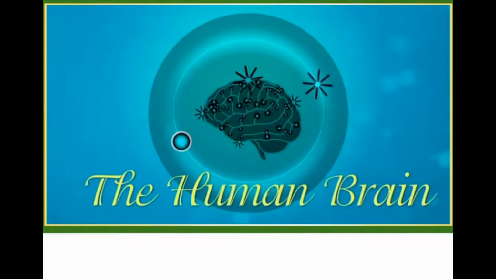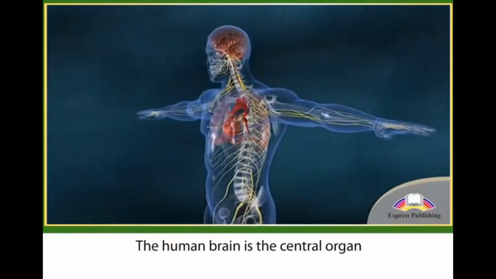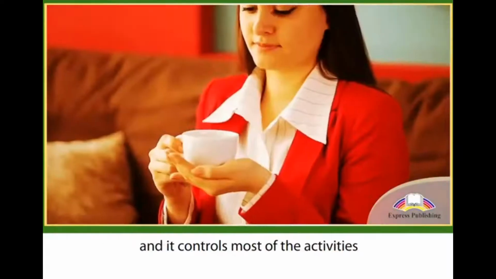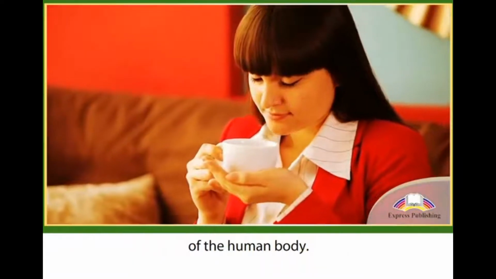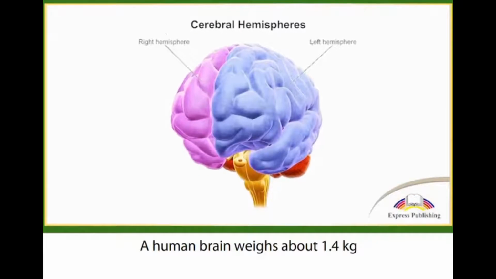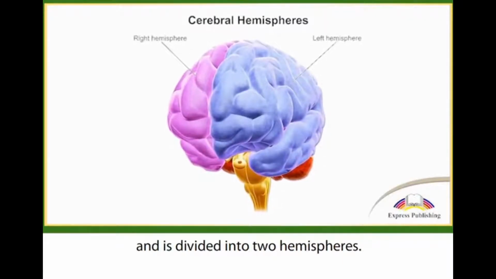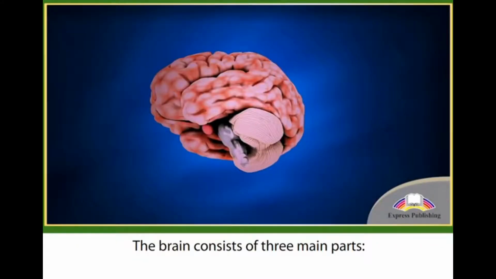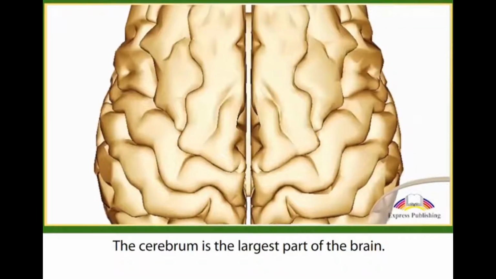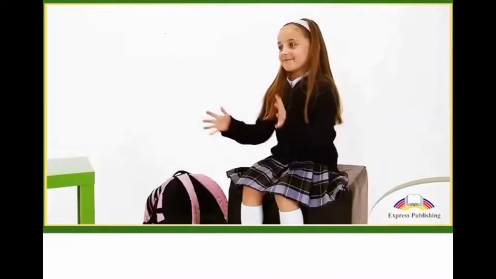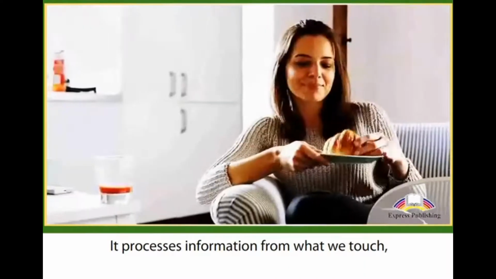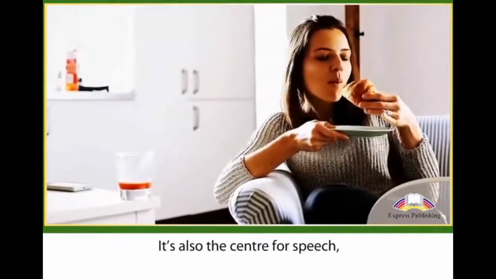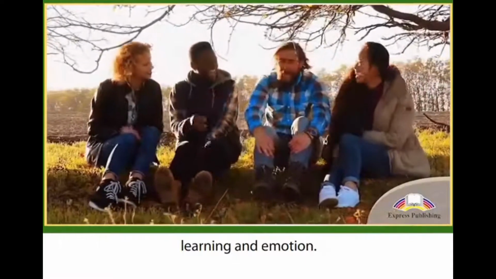The human brain. The human brain is the central organ of the human nervous system, and it controls most of the activities of the human body. A human brain weighs about 1.4 kilograms and is divided into two hemispheres. The brain consists of three main parts: the cerebrum, the cerebellum, and the brainstem. The cerebrum is the largest part of the brain. It processes information from what we touch, see, and hear. It's also the center for speech, learning, and emotion.